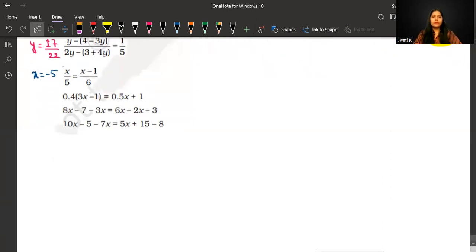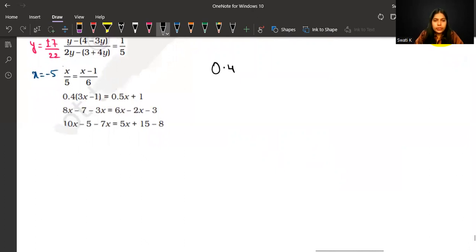All right, so this is a decimal one. So let's write down 0.4 times 3x minus 1 equals 0.5x plus 1. One more thing here I want to tell you, that if you want to write down these solutions and if you think that I'm erasing it, you can go back, you can pause the video and you can take a screenshot, you can write it in a notebook and you can do that, okay? So yeah, that can be the smarter way.